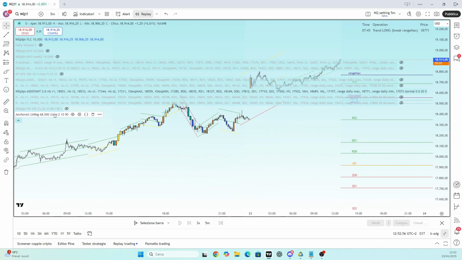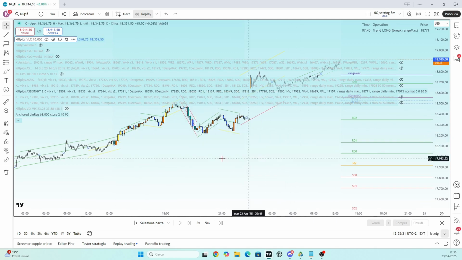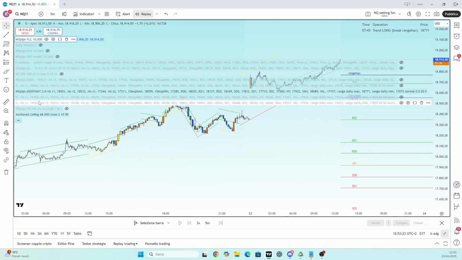Having said this, the other indicator I loaded is the VLC indicator, which is the one that colors the candles, signaling volume peaks. For the NASDAQ, the setting is 10,000. You have all the files available. It's also on the website Killpips.com. So this one here is fixed. This other indicator that everyone can have for free.